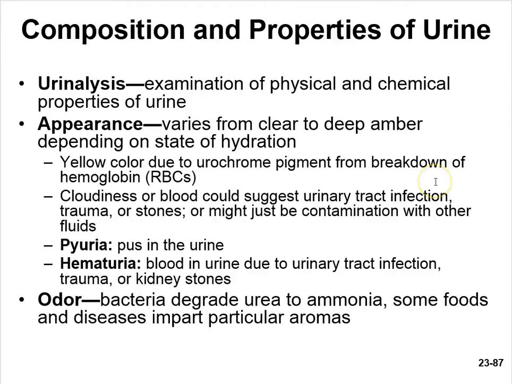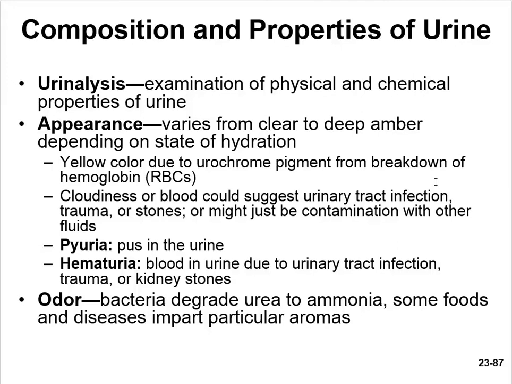The appearance varies from clear to deep amber, depending on the person's state of hydration at the time of submitting the urine sample. The yellow color is due to the urochrome pigment from the breakdown of hemoglobin from the red blood cells.